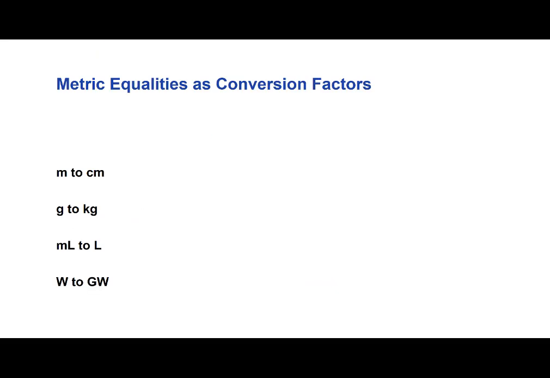I'm going to show you now how to go through some metric equalities as conversion factors. We'll start with meter to centimeter. Remember from the table that a centimeter is equal to 0.01 of a meter. I can write the equality in two different ways. Either 1 centimeter equals 0.01 meter, or 1 centimeter equals 1 times 10 to the minus 2 meters. I can then write that as a numerator-denominator fraction that we could then use in calculations.